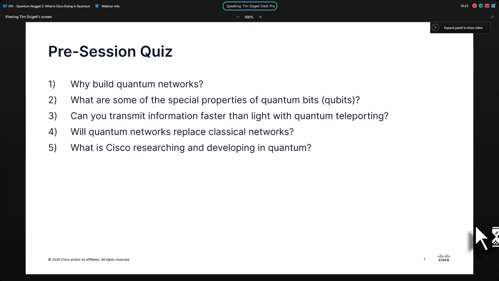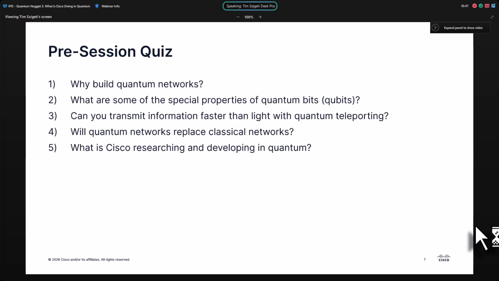If you take away these 5 points, I think it'll be a good use of time. So I always like to start with why. Let's establish the use cases of why even build quantum networks. Then let's look at some of the key properties of quantum bits, particularly as they relate to networking. And we're going to look for 3 of those.